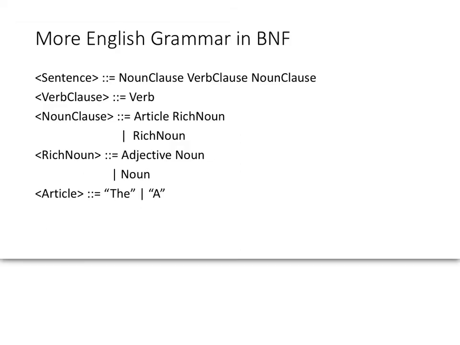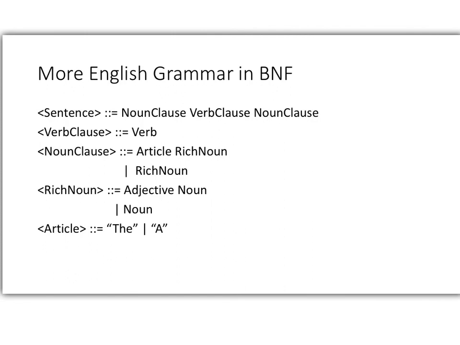But let's improve our grammar. So what I've done here is I've expanded my noun clause to be, instead of an article then a noun, an article then a rich noun, or a rich noun. And of course I've defined what a rich noun is. And a rich noun is either a plain noun or it could be an adjective followed by a noun.